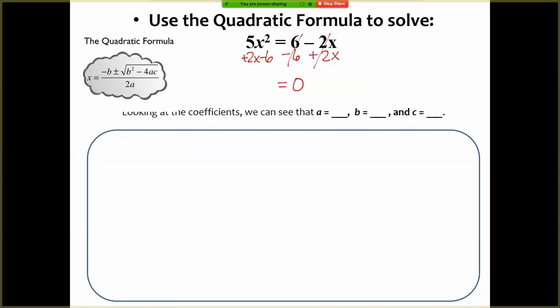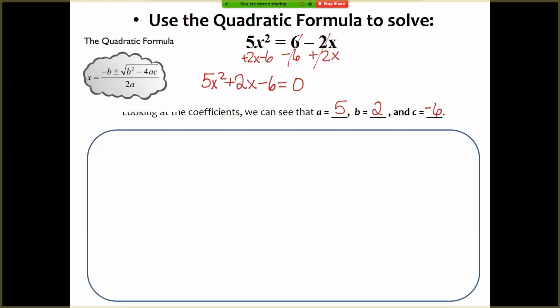When I write the terms for the left, I want the 5x squared first. Then I want the linear term, or the term with just x, to come next. Just like that. So now these are in the proper order for me to identify A, B, and C. So A is 5, B is 2, and C is -6.